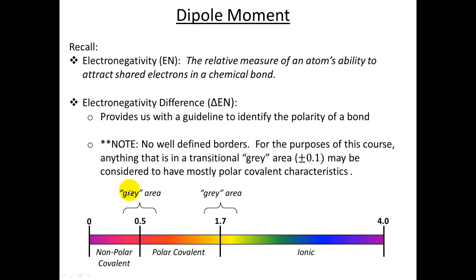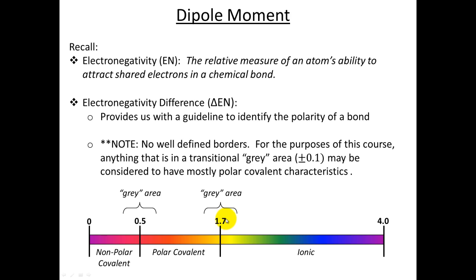But moving on, if the delta EN value is between 0 to 0.5, it tends to indicate that the atoms involved in this chemical bond are sharing their electrons fairly equally, resulting in a chemical bond that has non-polar covalent characteristics. On the other hand, polar covalent characteristics result from electrons that are shared unequally between two atoms. So that is indicated by a delta EN value between 0.5 and 1.7.